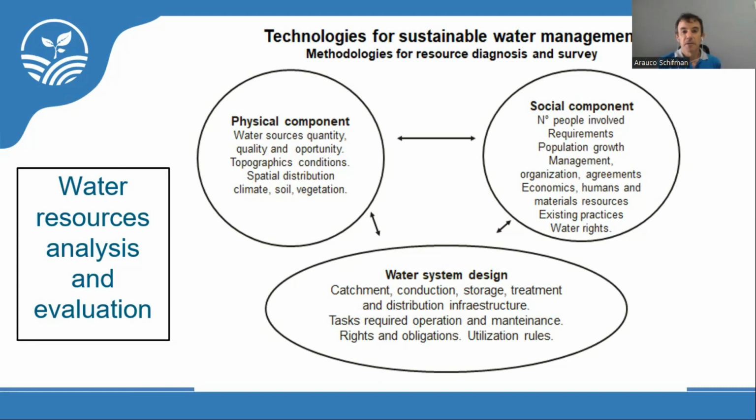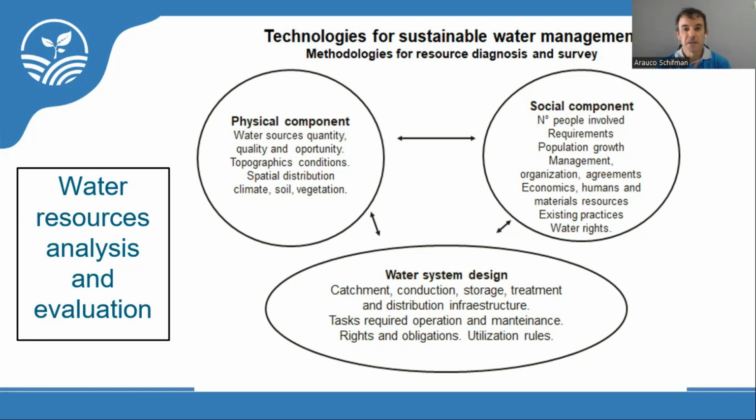The second component that we have is the social component. How many people are involved in different places where the water is required. The requirements of those people, the population growth, the management, the organization, the agreement to use the water, the economics, the human and material resources, the existing practices and water rights for the correct use of the water.